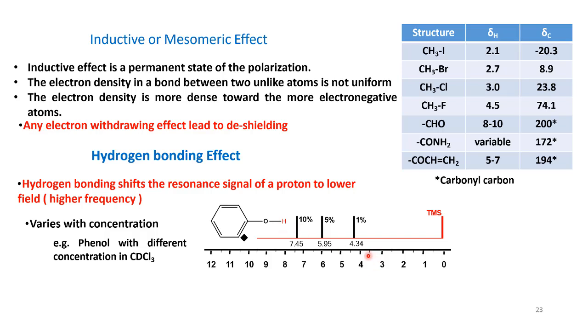So it can be seen from the spectra that at 1% it was around 4.34. Then we are increasing it. So at 5% it is increased to 5.95. Then at 10% it is increased to 7.45. So that is how, if we are increasing the concentration of CdCl3 in the phenol, we can see the peak is shifting to the higher frequency or higher delta values.